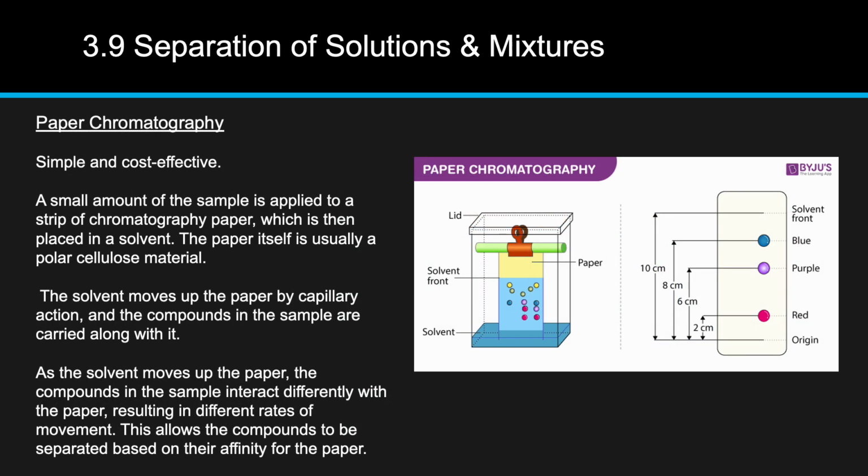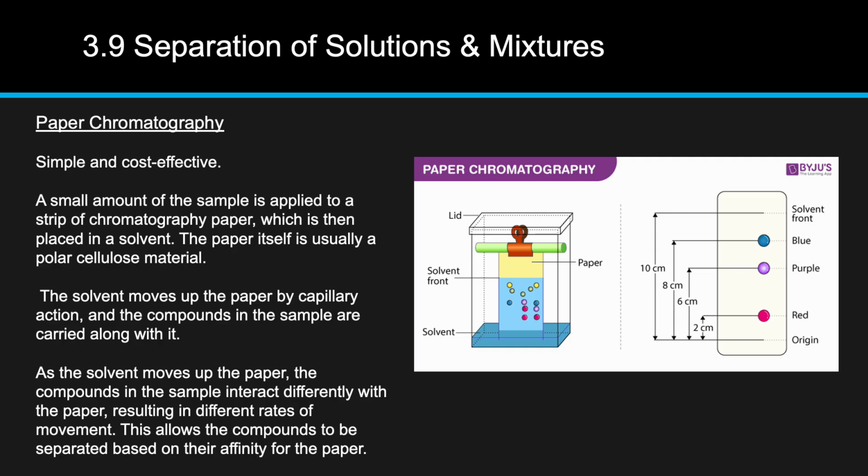Paper chromatography is a simple and inexpensive way to separate mixtures. A small drop of the sample is placed on that chromatography paper, and then we place the chromatography paper in solvent, and as the solvent moves up the paper by capillary action, it's going to carry the compounds with it.